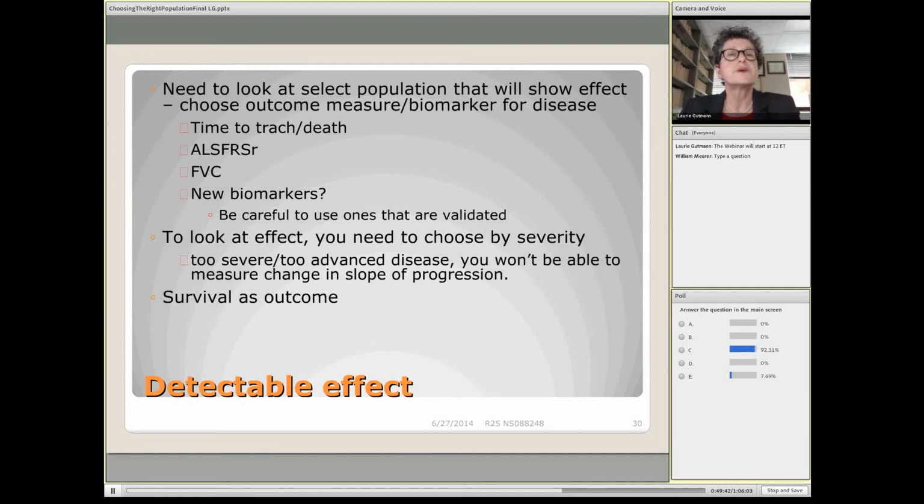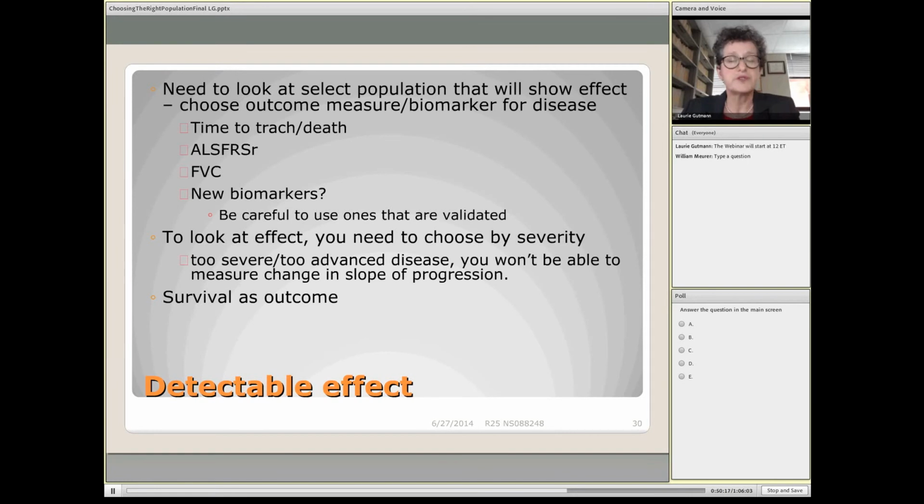And there are new biomarkers that are coming along: electric impedance myography, MRI of the spinal cord, CSF. All of these are potential biomarkers, but you want to look at biomarkers that are validated. And this is important for reproducibility of your results. To look at the effect, you also need to choose by severity. If you have too severe or too advanced disease, especially in a disease like ALS, you might not be able to see any change in the slope of progression.